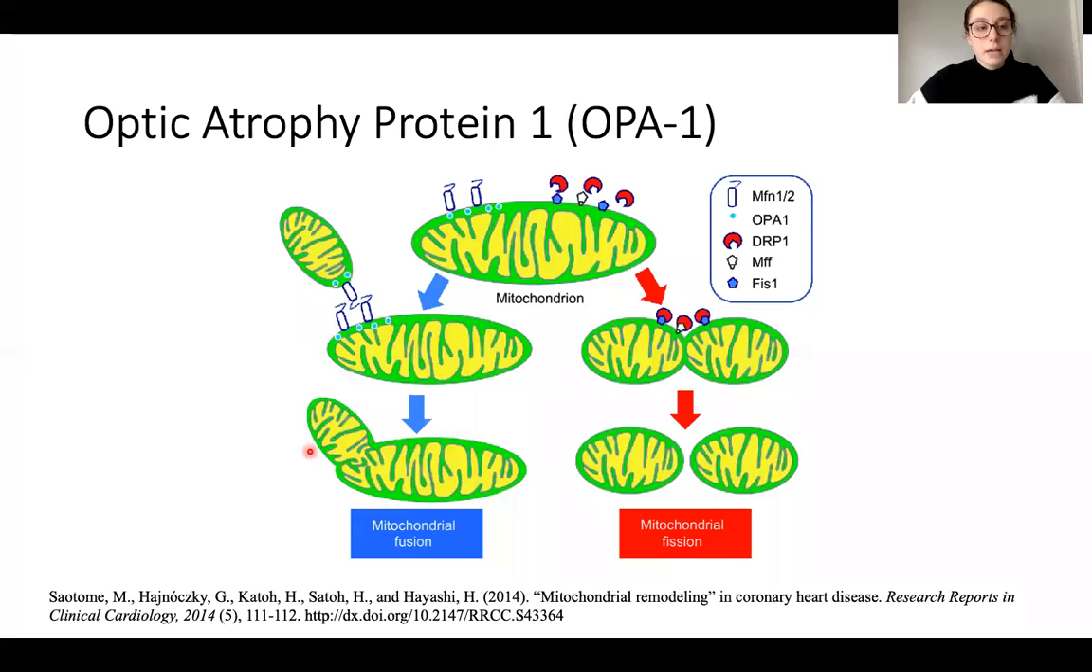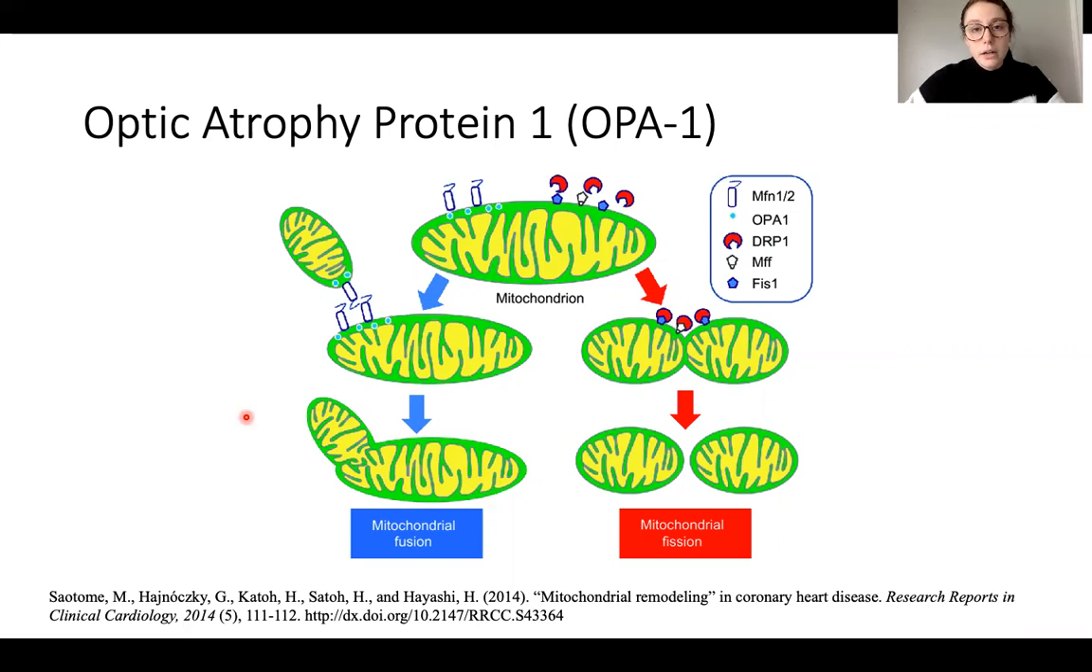To get us started today, I would like to introduce Optic Atrophy Protein 1, also known as OPA-1, which is an inner mitochondrial membrane protein that is responsible for mediating mitochondrial fusion, as seen here in the diagram on the left. In addition, Optic Atrophy Protein 1 helps maintain cristae and mitochondrial morphology and oxidative phosphorylation, and does have implications in apoptosis. What was found in previous studies was that an upregulation of OPA-1 was associated with increased risk of cardiovascular disease and thrombosis.